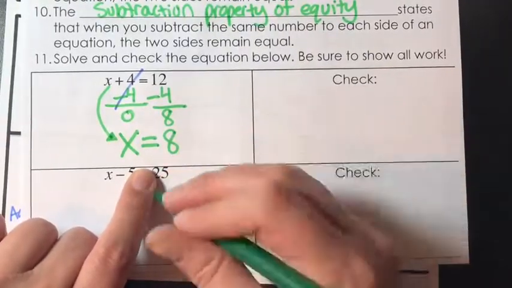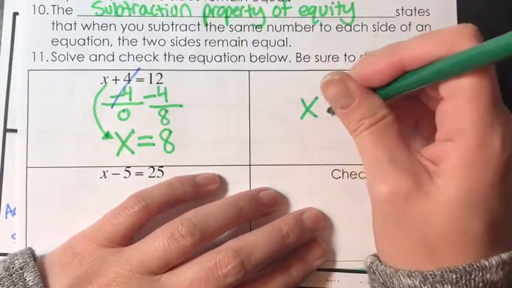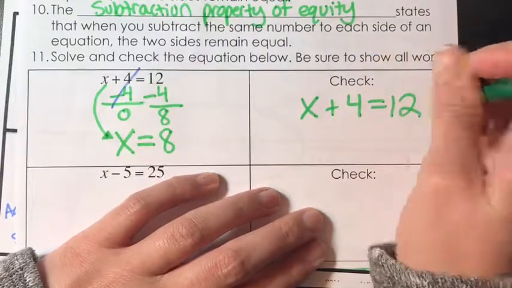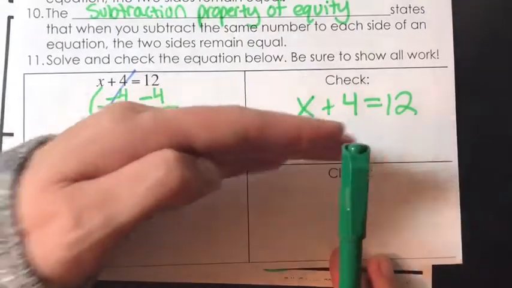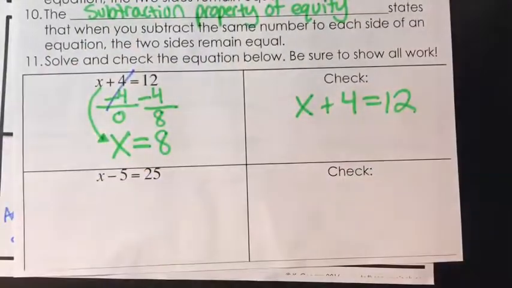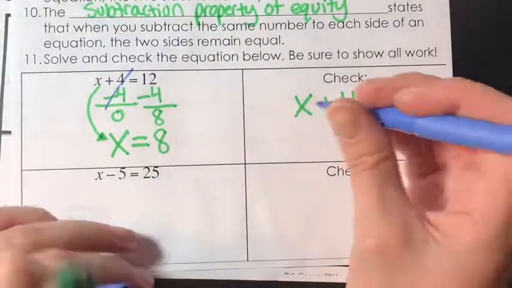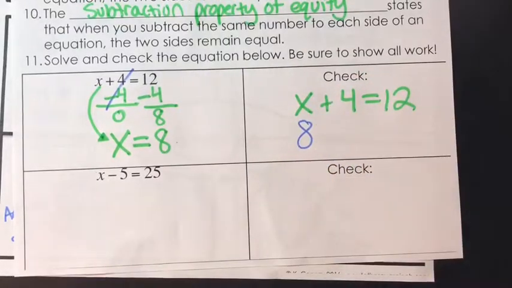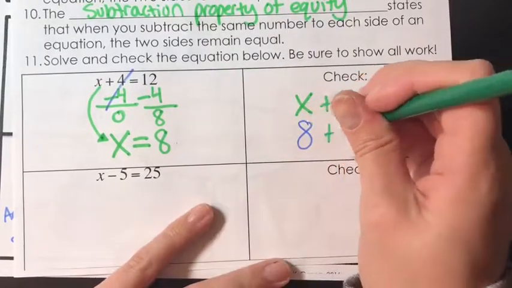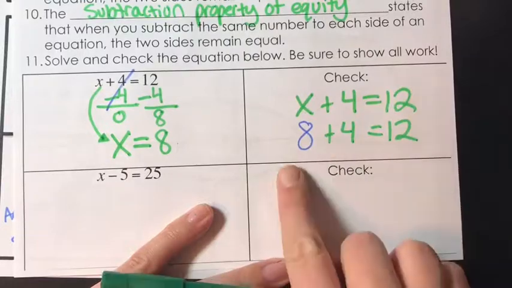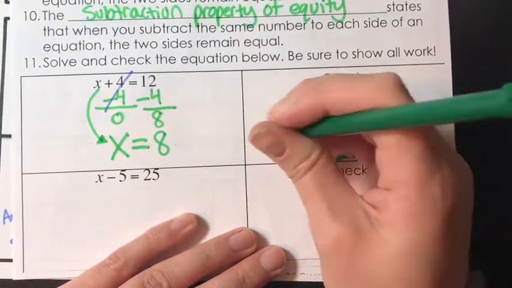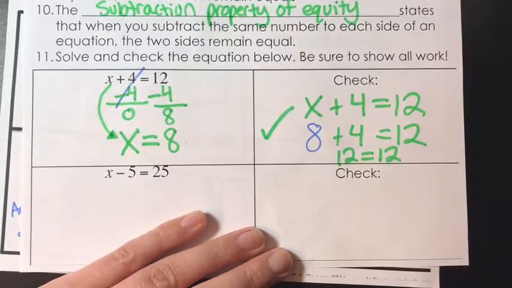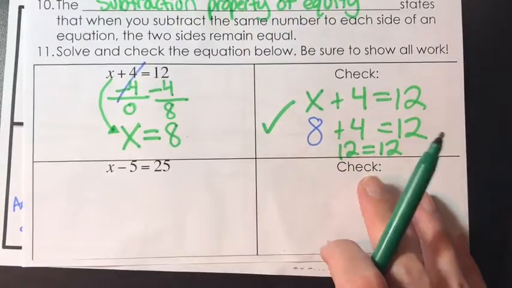Pause for effect. This is the last step, to check. You're going to plug it in. You had x plus 4 equals 12. I know you guys can solve this using mental math, but I have to see you check your work, that you followed each procedure. So I'm going to take my 8 and plug it in. And now I check to see if this is true. 8 plus 4 is 12. 12 equals 12. This is true. This is a solution.